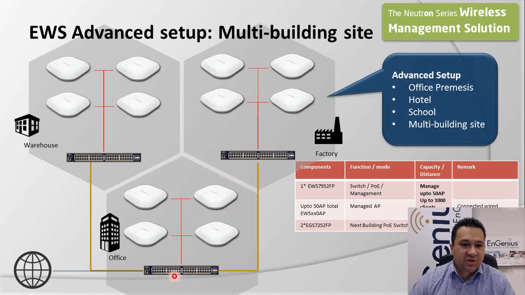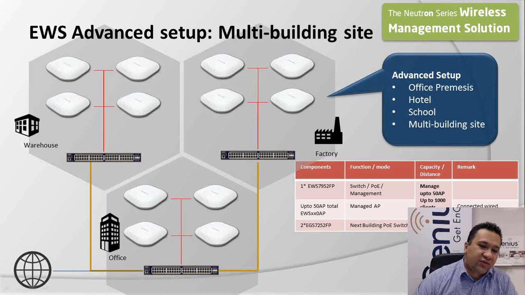With one EWS switch, you can manage 50 access points, and that means that you can go up to 1,000 clients if I use the number 20 for the capacity of each access point. But like I said, this is a realistic number which is for sure working, but in most of the cases, the capacity is way higher.